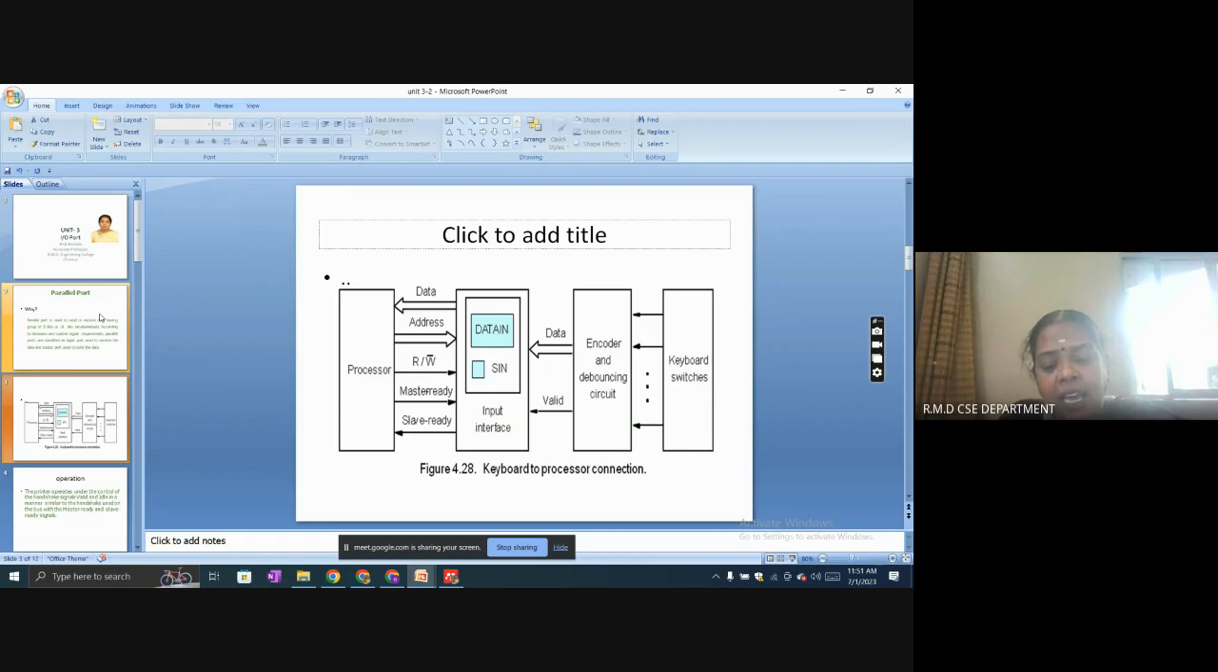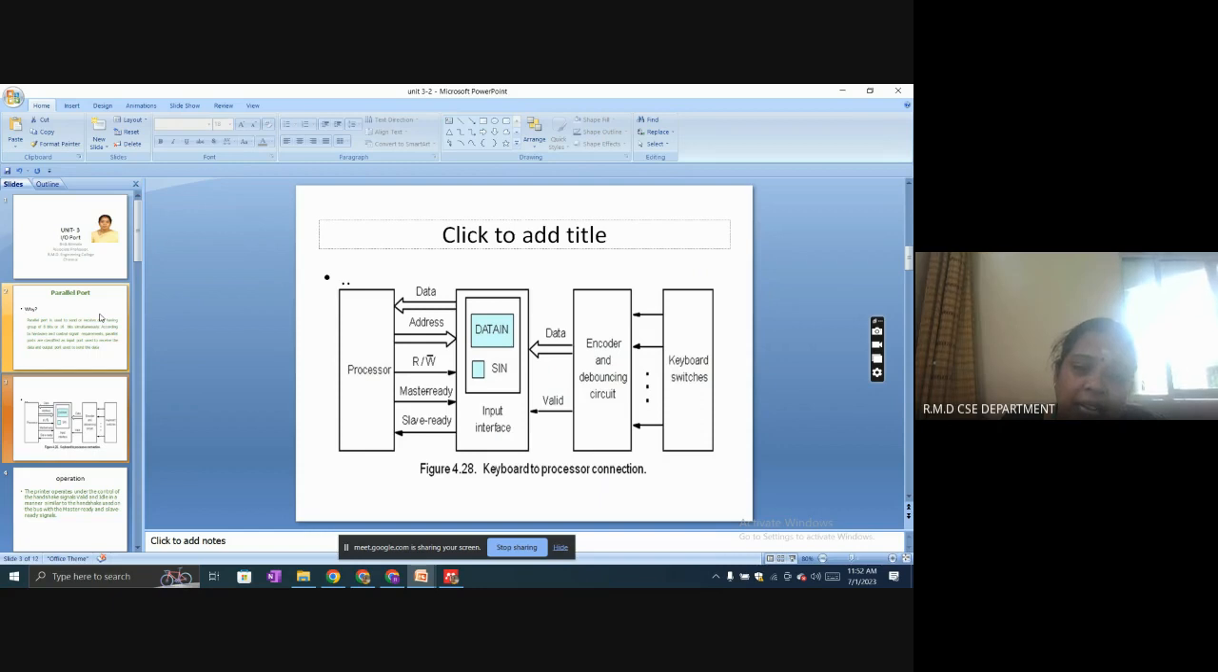So this is a schematic diagram representing the keyboard and processor interface. In the keyboard, the data in and the status in registers are available in the input interface, and they give to the processor. First, the keyboard switches give the command: what is actually the key that is pressed? That is encoded by the encoder and debouncing circuit. The data is given to the status register, showing whether the data is valid or not. Then the data and the address are given to the processor from the interface.